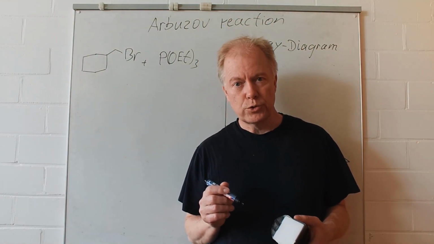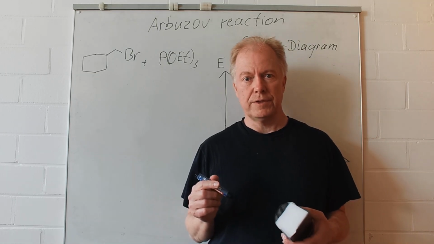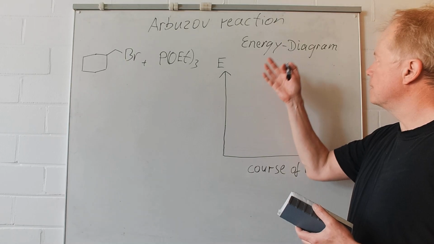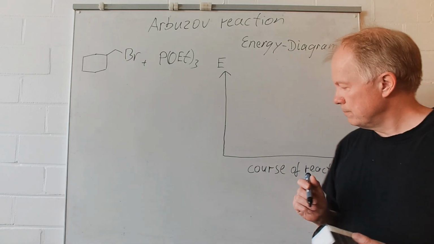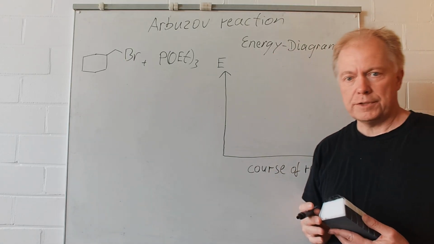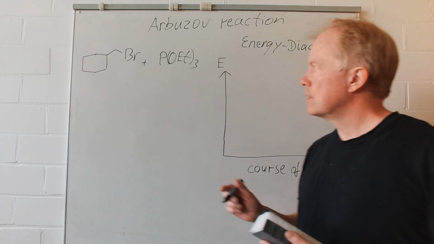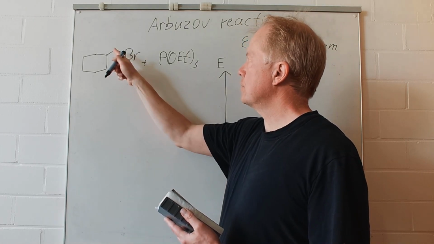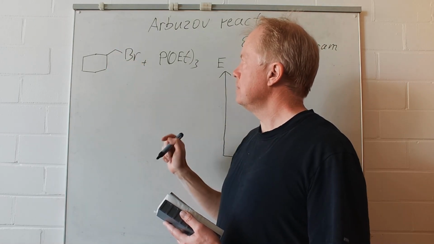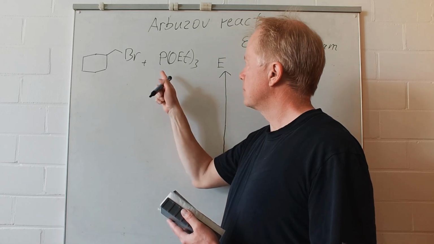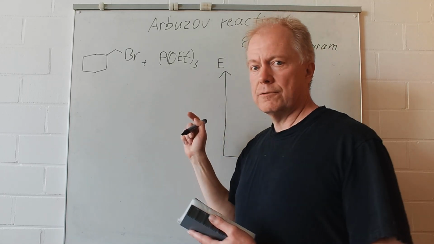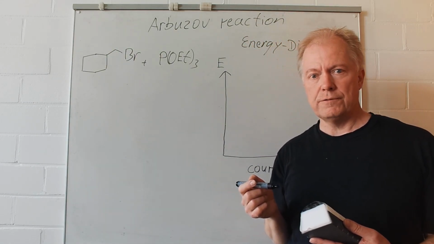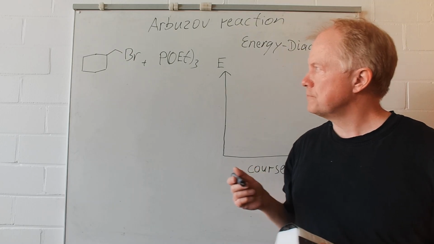In today's tutorial, we will discuss the Arbuzov reaction and how to construct an energy diagram following the course of the reaction. As the first example, we will focus on this primary bromide. This should react with triethyl phosphite, the typical reagent in the Arbuzov reaction.